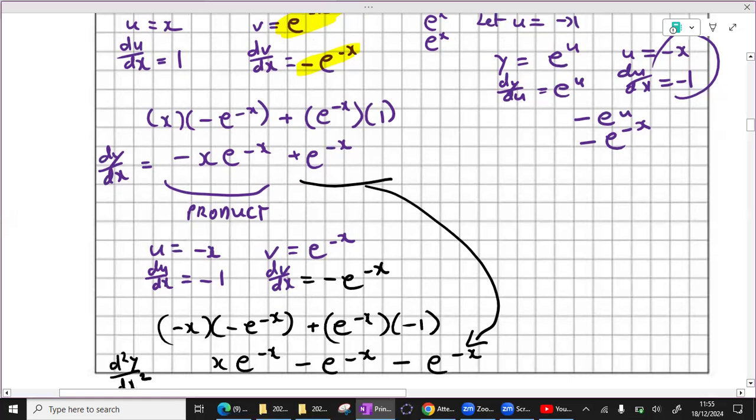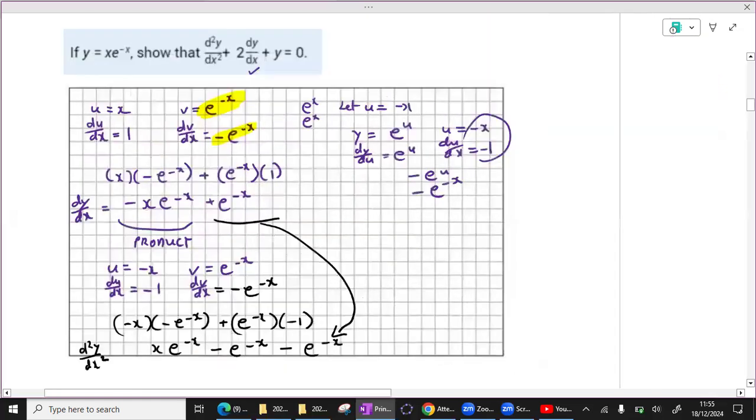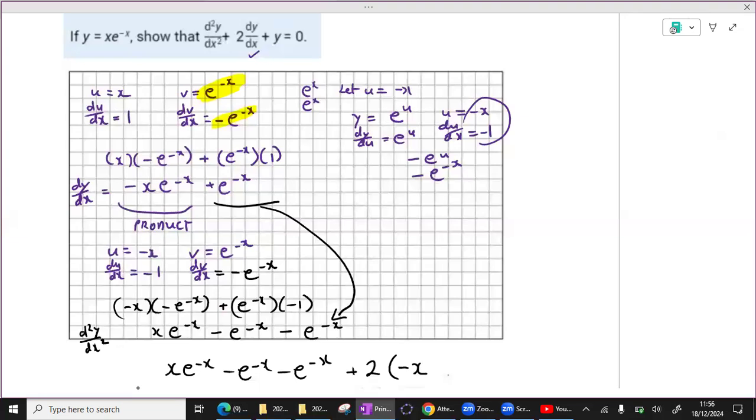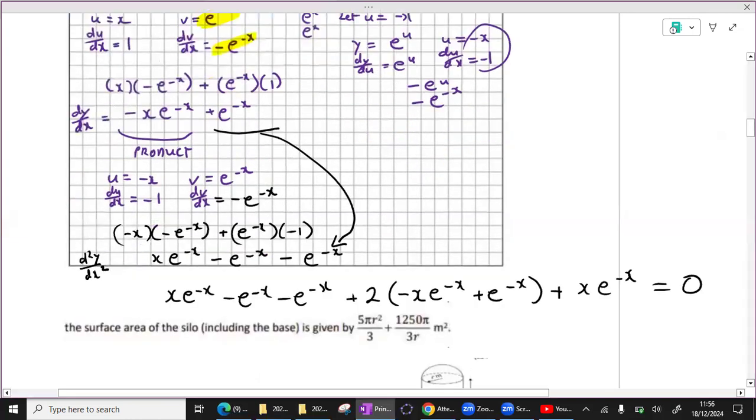Now, when I piece all of this together, I'm supposed to get 0. So let's see if I do. I'm supposed to write down my d2y dx squared, plus twice whatever my dy dx was, so I'm going to put that here. And then I'm supposed to add y. Now, y, of course, is originally what it was at the beginning, x e to the minus x. Apparently, this is all supposed to be equal to 0. So we'll see now if it is.